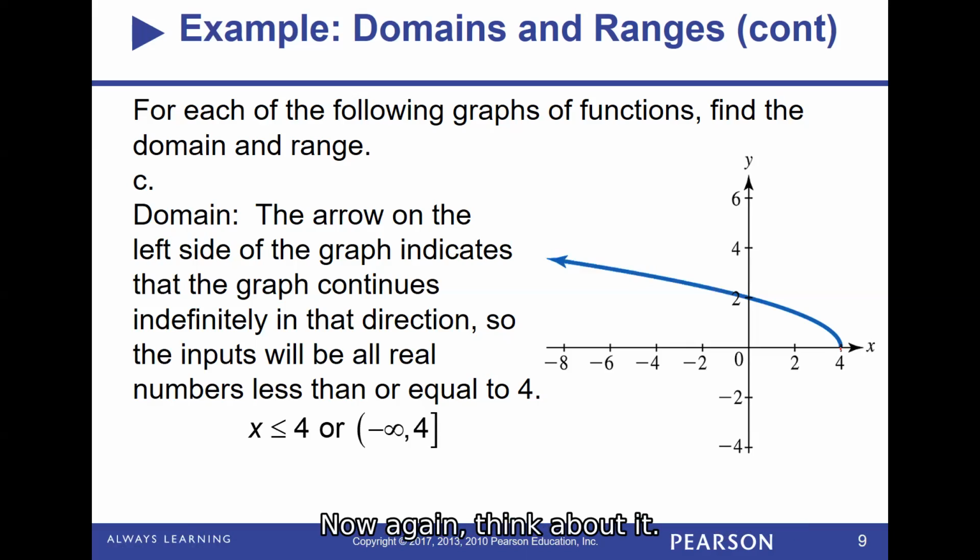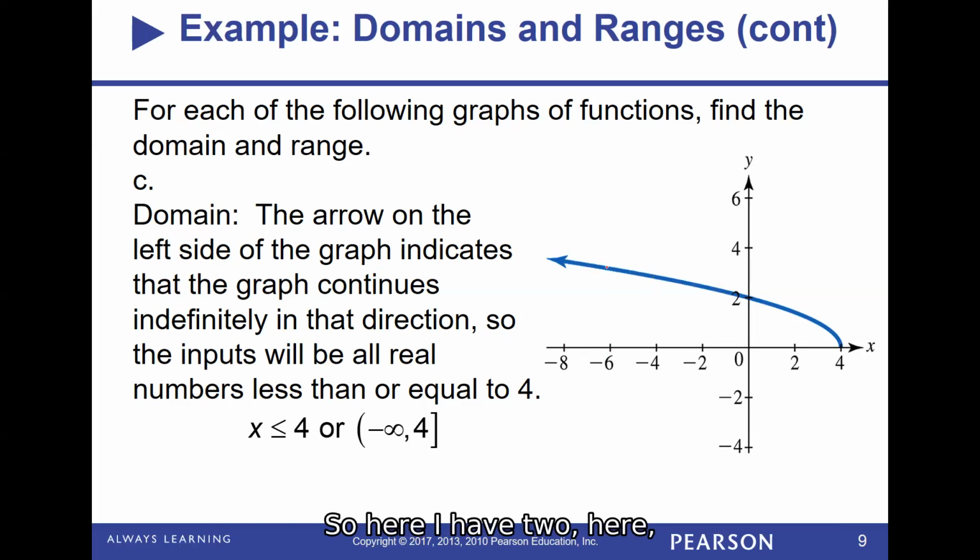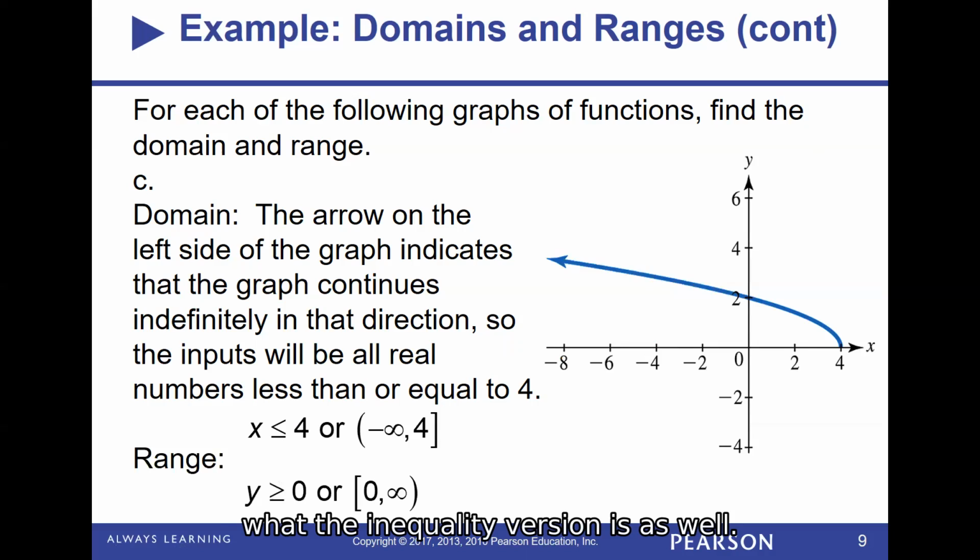Now, again, think about it. X value is 4. That's the highest x value I have. But I have everything that's less than the 4 there. So here I have 2, here I have 0, here I have -2, here I have -4, here I have -6, here I have -8, and it keeps moving to the left. So this is why this interval notation looks a little bit better, and we like to kind of lean that way, but we should know what the inequality version is as well.